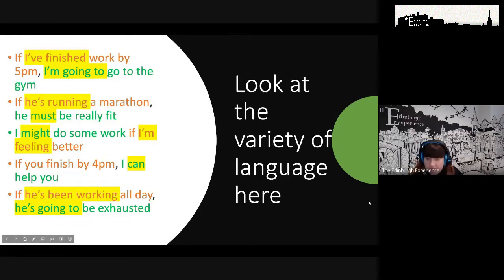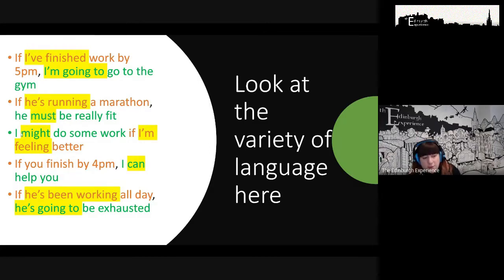So I've highlighted here all of the big variety of language that we've used to express these possible or likely situations, yeah? If we look at the first one, you'll see that in the situation clause, we're not using present simple, we're using present perfect. And in our auxiliary clause, we're not using will, we're using going to. In the second example, instead of present simple, we're using the present continuous. And in my auxiliary clause, I'm actually using a modal verb here. Yeah, I'm using must to talk about speculation.